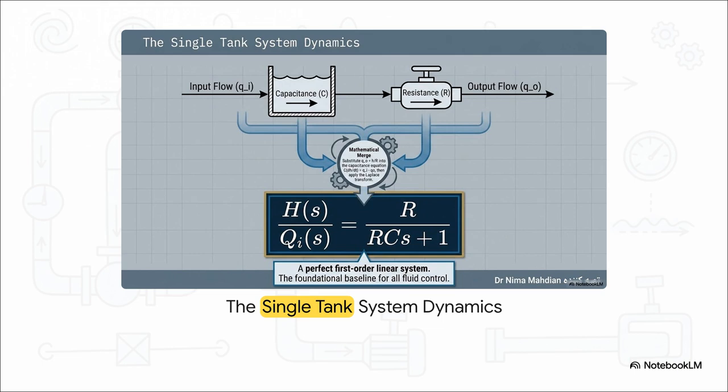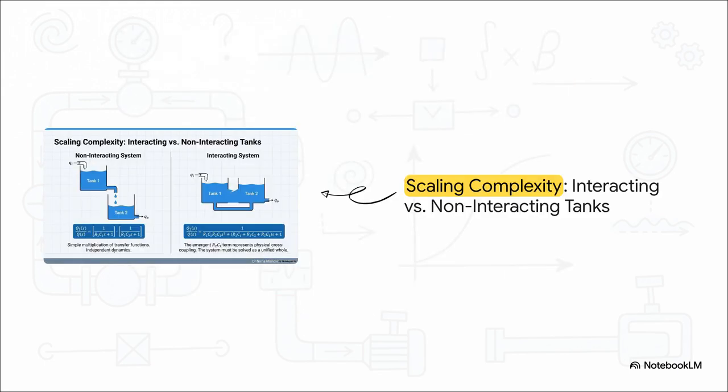When we combine these equations and apply a Laplace transform, to move over to the frequency domain, we get a perfectly mapped first-order linear system. This right here is the foundational baseline equation for all fluid control. But as you probably guessed, industry almost never uses just one tank.